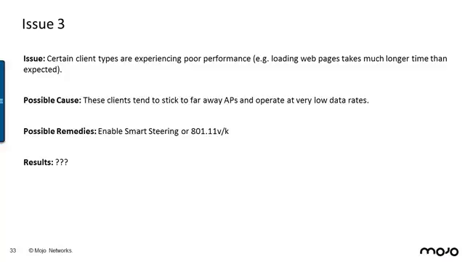Issue number 3, certain client types are experiencing poor performance. Loading web pages taking much longer than expected, for instance. And let's see, possible cause. You did some troubleshooting and looked at these clients, and you noticed that when they're having problems, they tend to be connected to APs that are far away and they're using very, very low data rates. That would be indicative of clients that are very sticky. They just try to hold on to APs, even though there are other APs in the area that are better suited to service them.